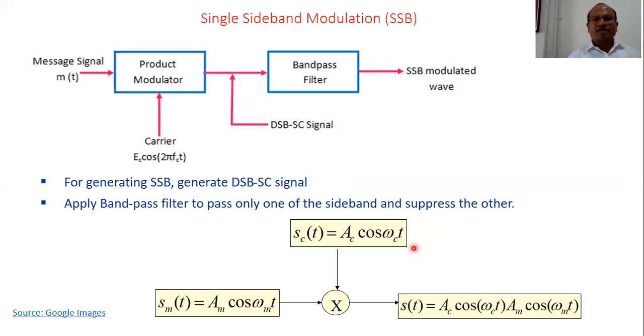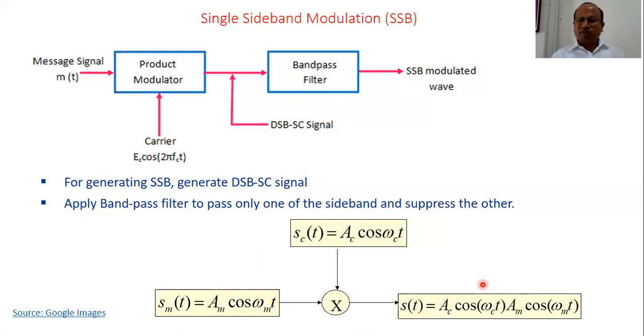This block diagram is actually representing this product modulator where we give AC cosine omega CT as a carrier, and AM cosine omega MT as a modulating signal. Both are sent to the product modulator and the product becomes AC cosine omega CT into AM cosine omega MT. When you simplify, it becomes AC AM divided by 2 times cosine of omega C plus omega MT and cosine of omega C minus omega MT. So we have both the sidebands without any carrier.